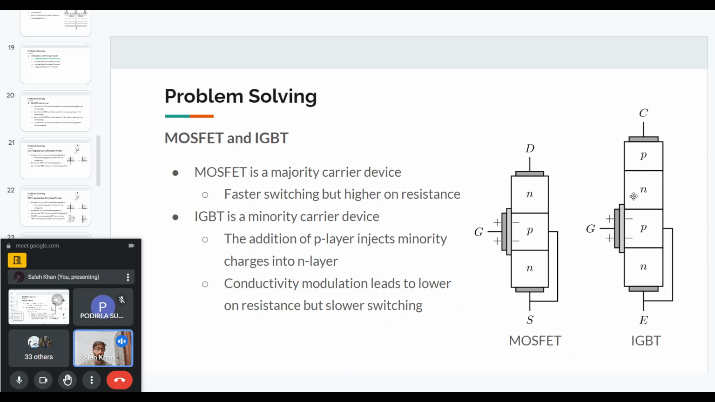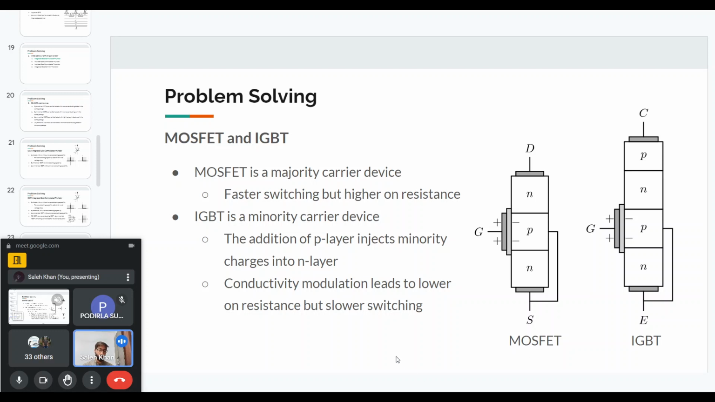So due to this conductivity modulation, because of the injection of these minority carriers, the resistance decreases. However, the switching takes more time because now you have to inject these minority charges and then remove these when you turn off. So because of this, IGBT has more switching loss, but it has less on resistance.